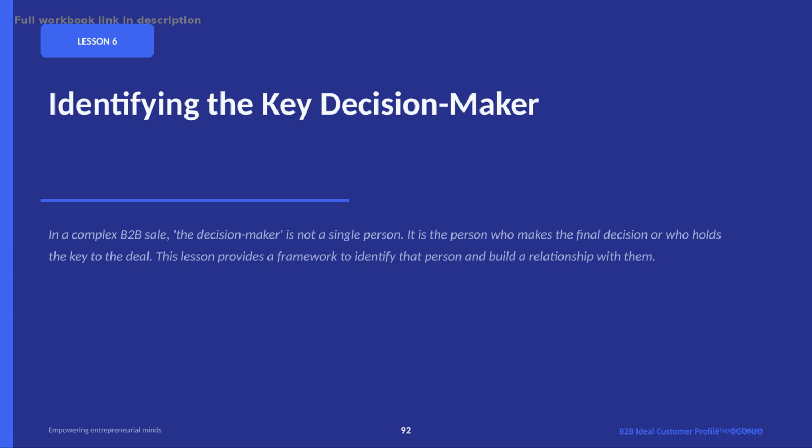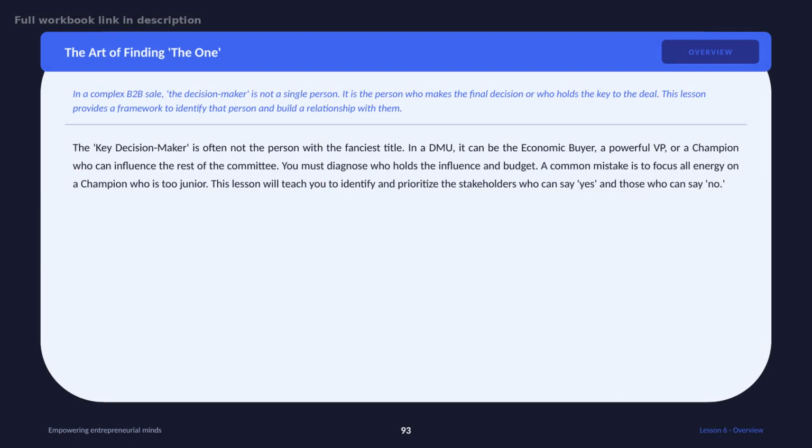In this one, you'll build a power/interest grid, name your actual key decision maker, and write a short profile of what drives them. The key decision maker is often not the person with the fanciest title in the room. Within a DMU, it might be the economic buyer, it might be a powerful VP, or it might be a champion with real influence over the rest of the committee. Your job is to diagnose who actually holds the budget and the sway, not who sounds the most senior.